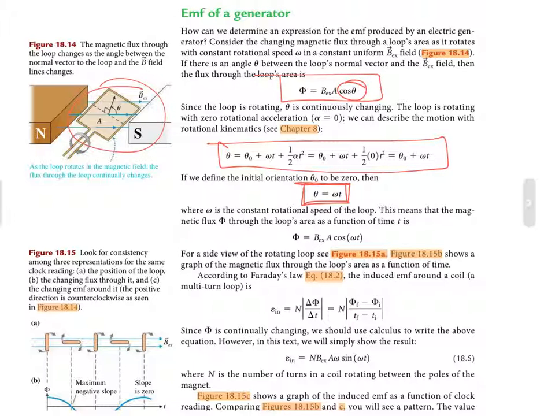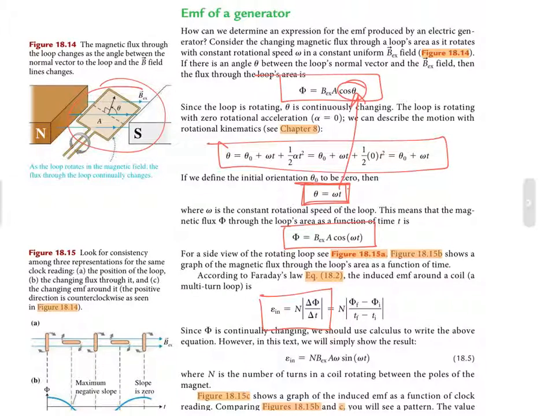So we're going to take omega t and substitute it in for theta here, because we've got a constant angular velocity omega of this little loop rotating. So the flux at any point in time is just equal to the external B field times the area times the cosine of omega t. Again, that's just theta.